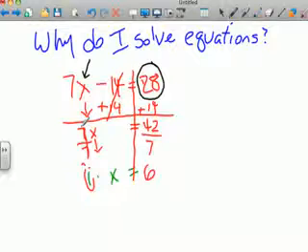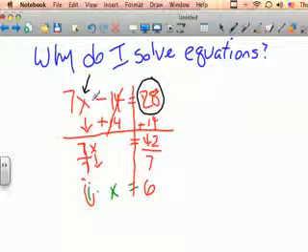So why do I solve an equation? Well, I'm solving an equation because some piece of this sentence is missing. 7 times something, I don't know what it is, but it's something. It's a number, I just don't know what number it is. Minus 14 equals 28. And if I work backwards using reciprocals to cancel, I can identify that.